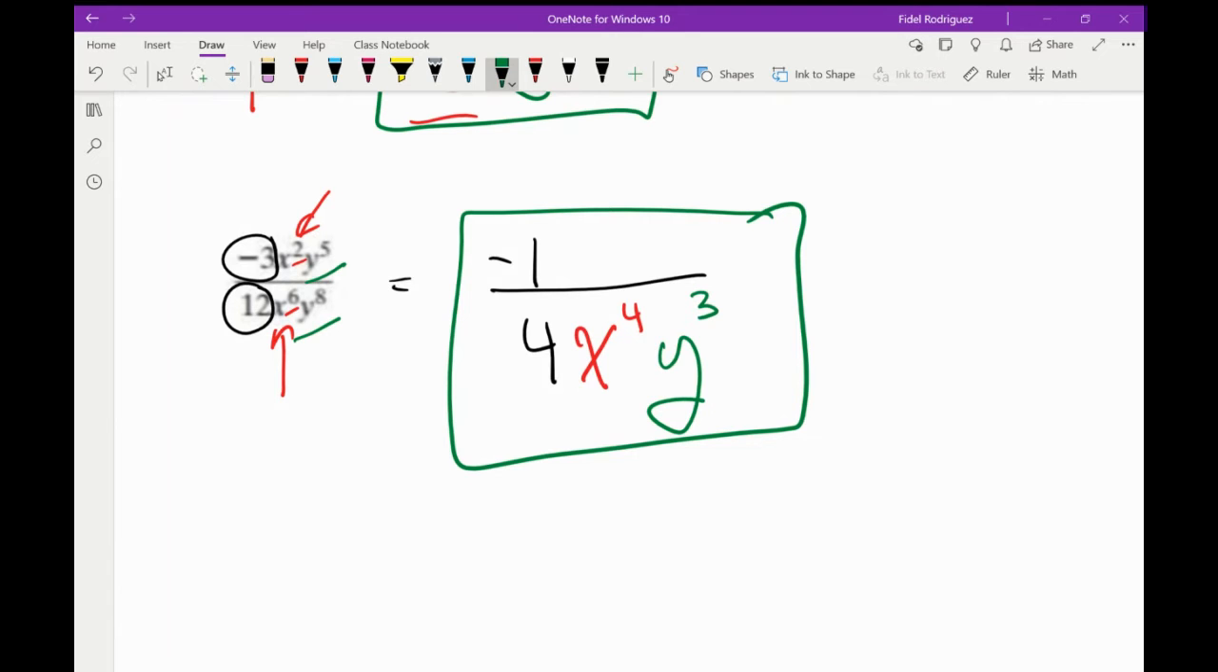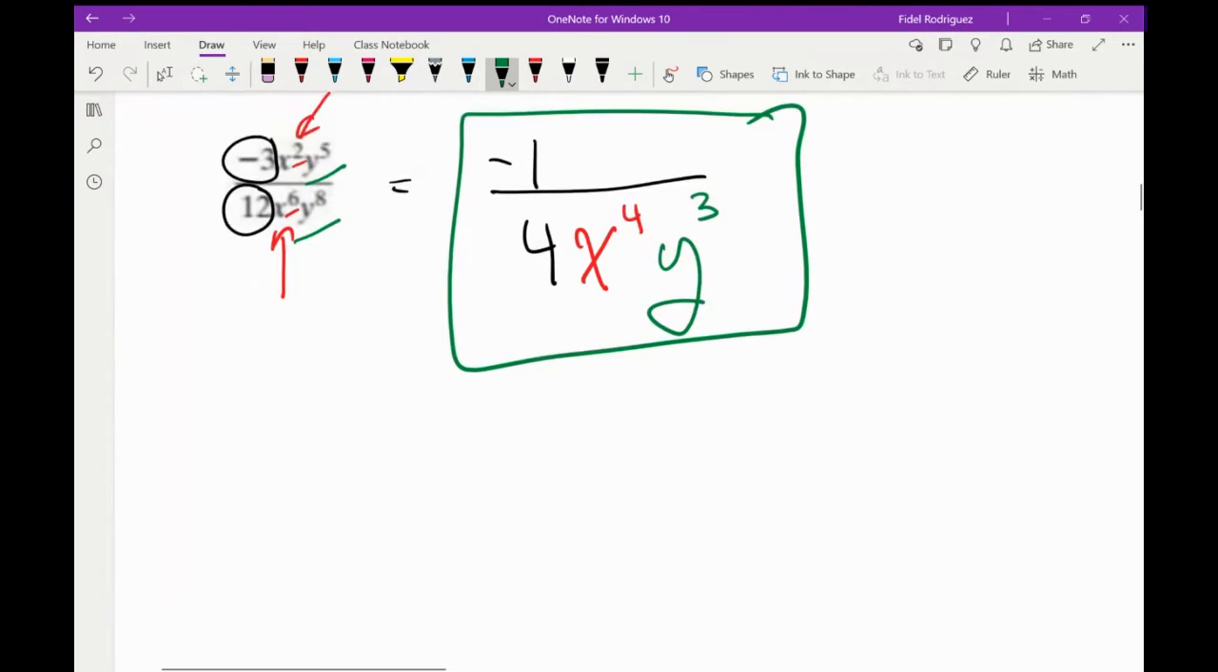And so anytime I'm doing this division idea, I'm really just subtracting my exponents. I'm subtracting my powers, and wherever there's more of them, that's where they're going to stay. So if there's more on the top, they'll stay on the top. And if there's more on the bottom, then they're going to stay on the bottom.